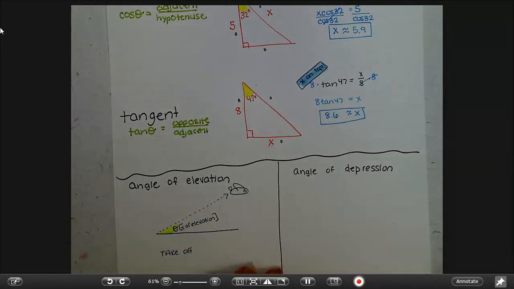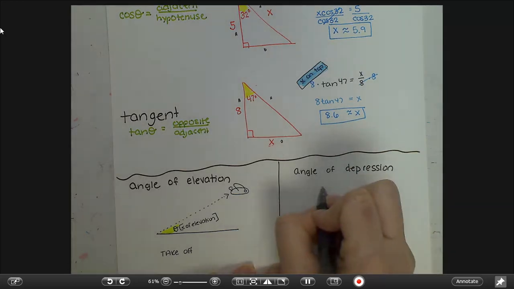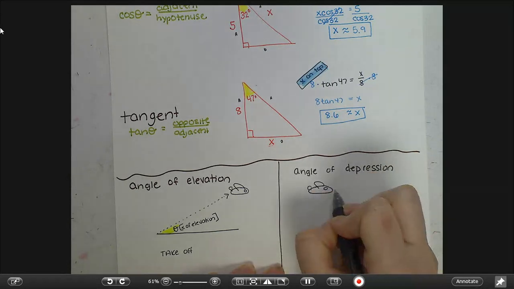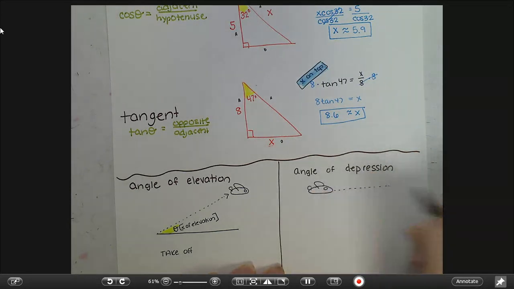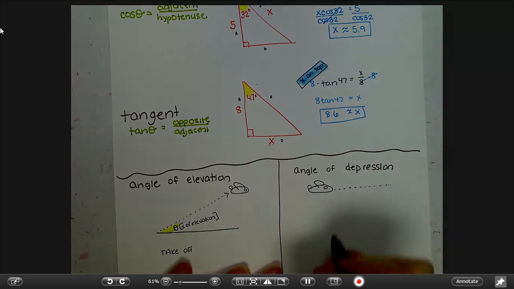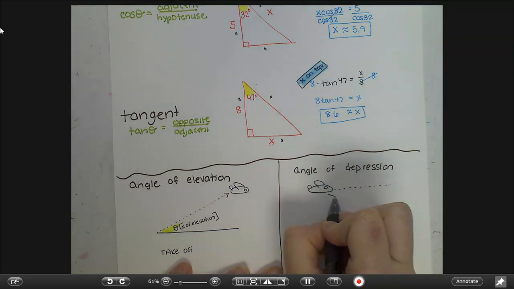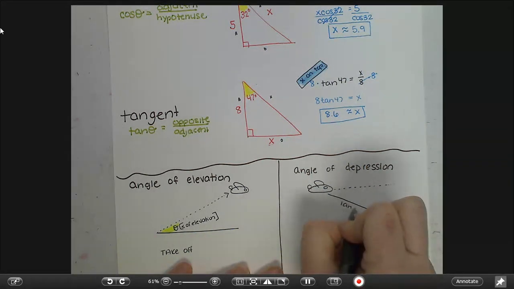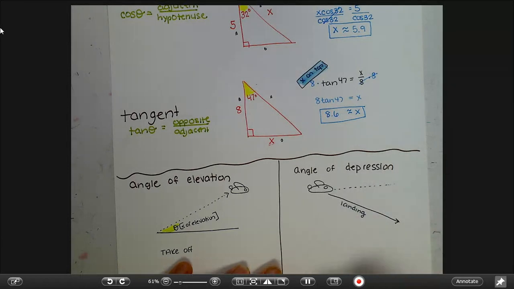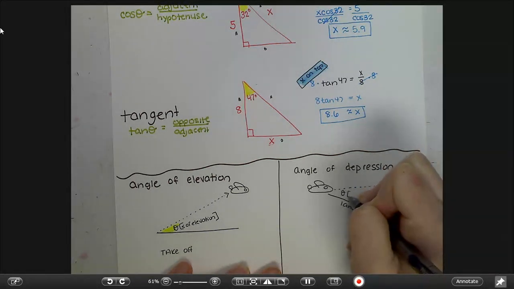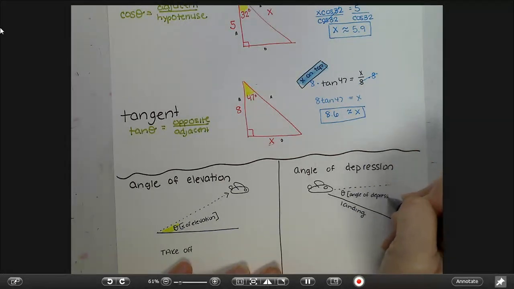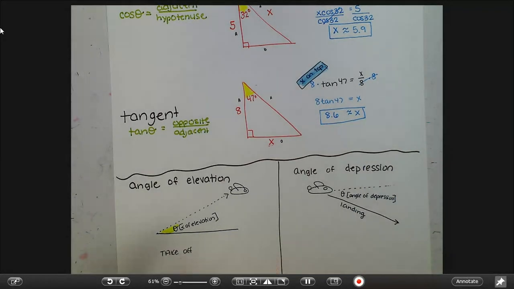Angle of depression is the same idea. So you have an airplane or whatever, right? And it's flying straight, horizontal or parallel to the ground. And then it's going to go down to land on the runway. That angle is the angle of depression. It's the difference between looking straight ahead or looking down. It's that angle right up here at the top.